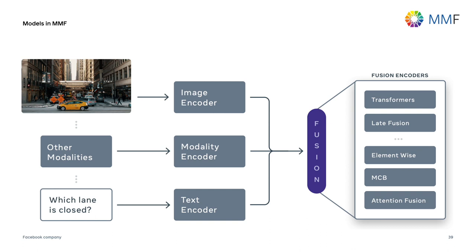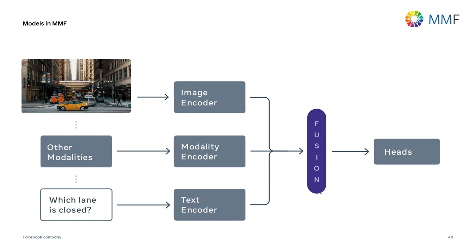So these fusion encoders can also be of different types. For example, recent vision and language models involve transformers, something like ViLBERT, VisualBERT, or something else. Then late fusion models, element-wise models, which basically take the element-wise product of the encodings to generate a final embedding. Then it can be MCB, or you can use attention-based fusion like the older Pythia-based model. So finally, once you have the fusion, you pass it through multiple kinds of heads, and these heads give out an output or loss, which you can use to backpropagate through the whole thing.